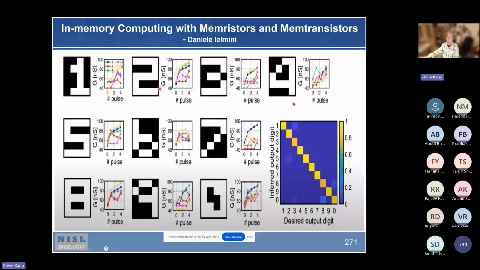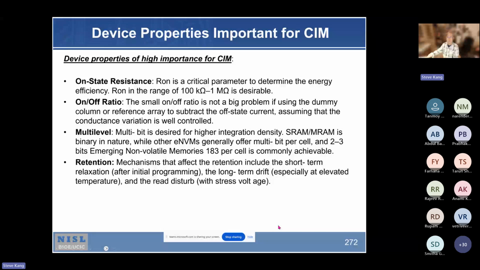Device properties of high importance for computing in memory. On-state resistance: we talked about the binary case, on-state and off-state, 2 values. R1 is a critical parameter that determines the energy efficiency. R1 is in the range of 100 kilo ohm to 1 mega ohm. That is desirable if you can have a high resistance here. But usually in many publications, you'll see that this is much, much lower.